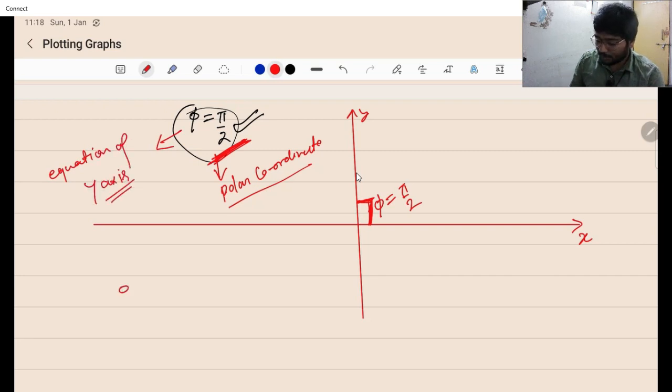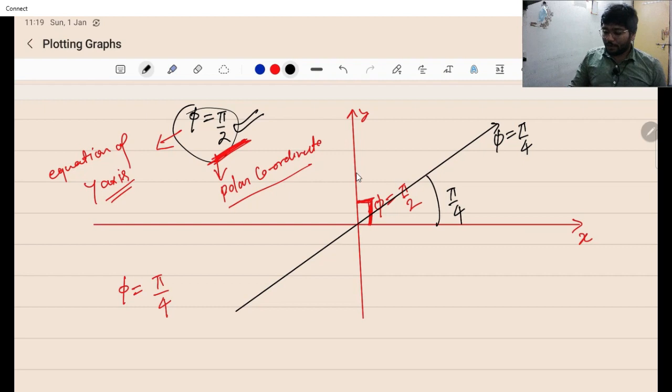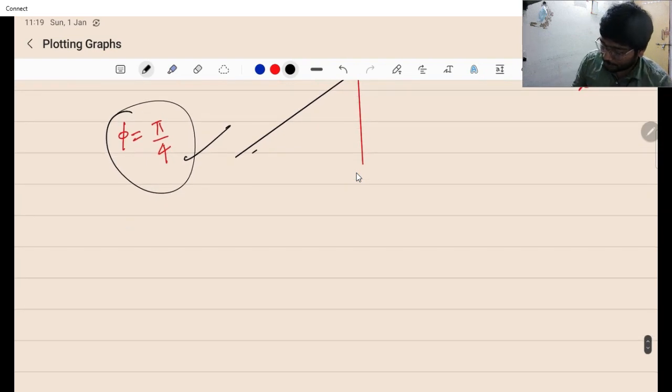Similarly, if it is told to plot phi equals pi by 4, this is the pi by 4 angle, and this is pi by 2. If you are told to plot this equation, you will plot a graph like this. Simply, if you are told to plot r equals 2, how will you plot this?